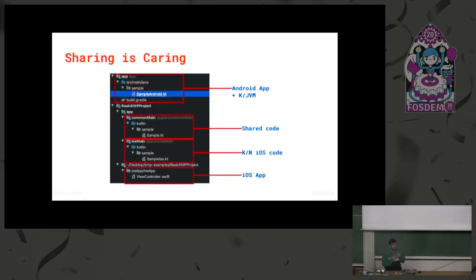And then you have your shared code, the Kotlin native iOS code, and the iOS app as a different module, right? The shared code and Kotlin native iOS code actually lives inside the app module. As you can see, it's called common main and iOS main. This is just living inside the app module itself. So we're going to actually start doing this from scratch, like how you would do this.